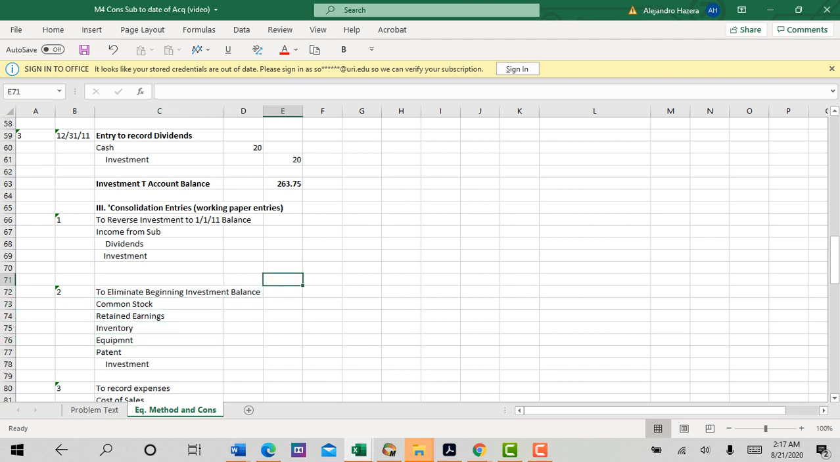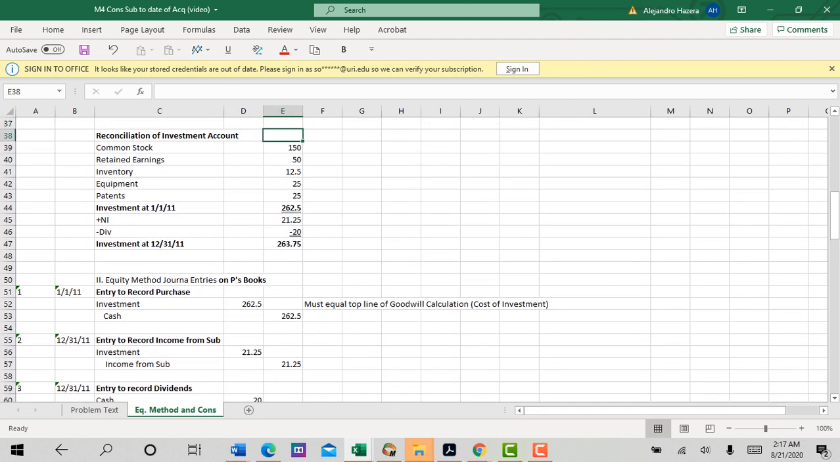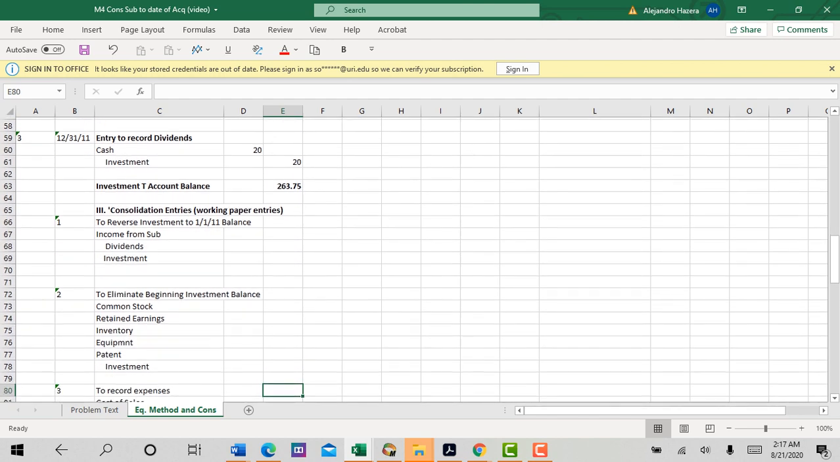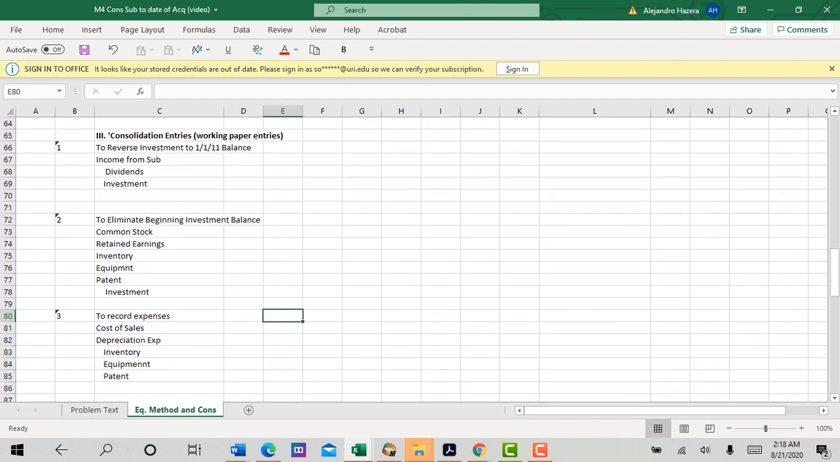So the next thing we're going to do is take out the beginning investment balance. So we're going to make both the income account through the first entry and the investment account through both entries, we're going to reduce those to 0. Basically reduce the equity method to 0 and replace these 2 lines with the actual income statement in the case of income, and the actual balance sheet in the case of investment. Let's go ahead and do that, and then entry number 3 is to record current year's expenses. We'll look at that in a second.